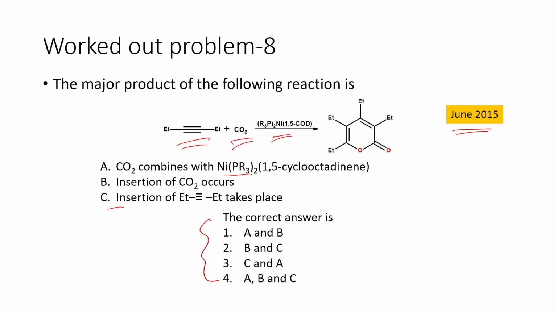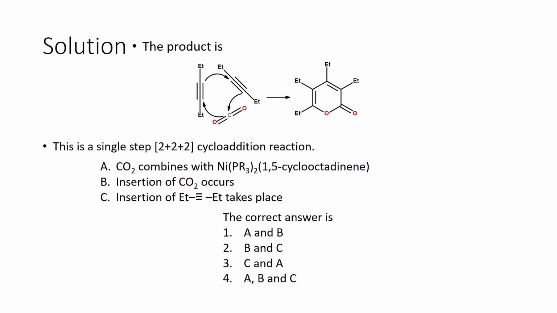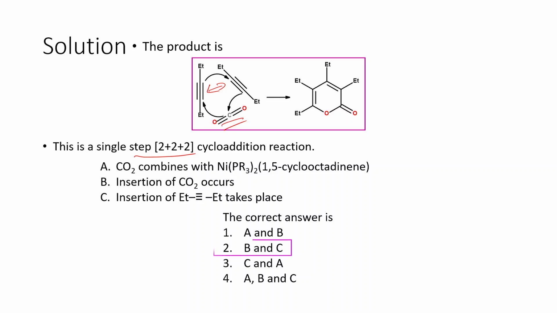That is what is given, and let us look at how the reaction actually proceeds. In this particular case it is a single step reaction. So we have two alkyne units and the carbon dioxide. All three react together in a 2+2+2 fashion, that is a 2+2+2 cycloaddition reaction in the presence of the metal catalyst. So the correct option for this one is B and C.